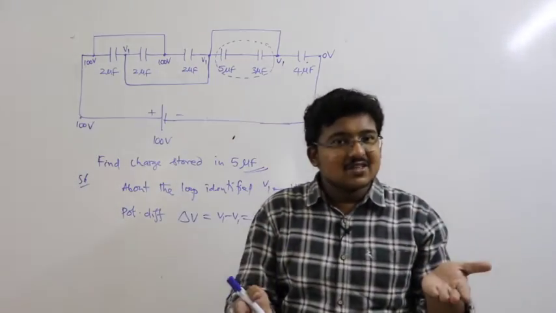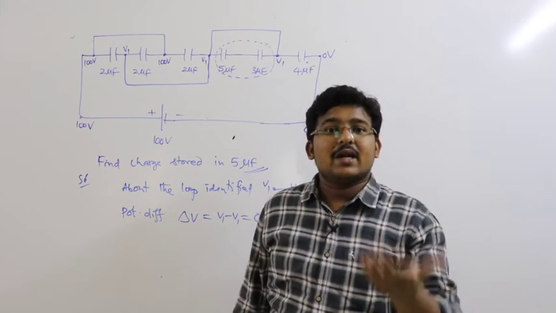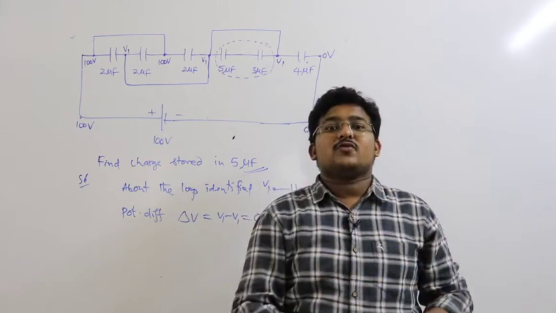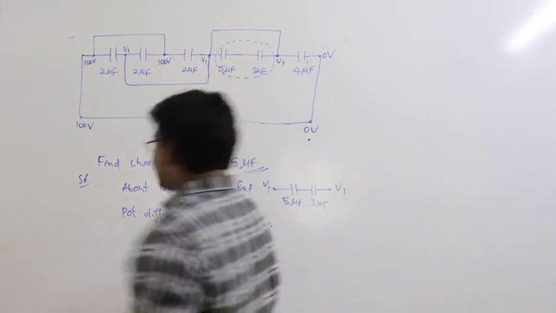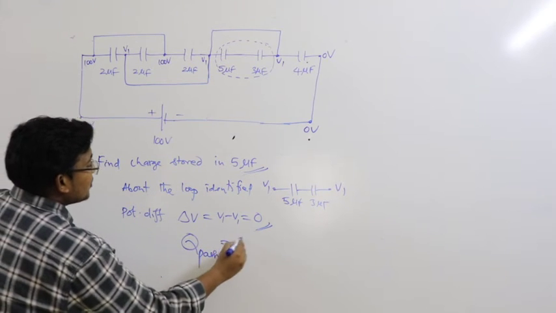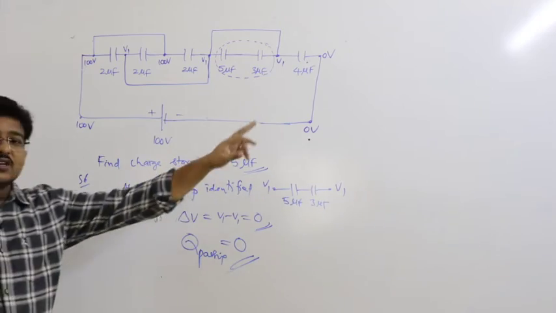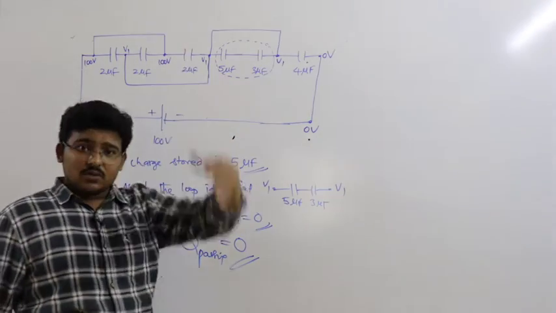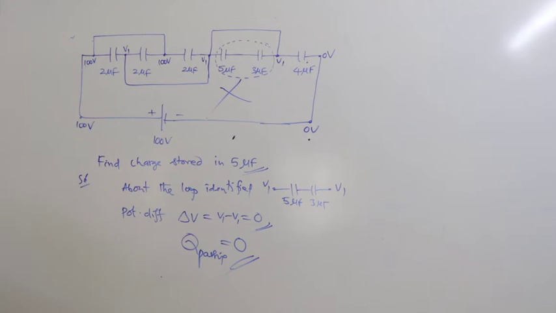When potential difference is there, then only charge moves. When there is a high potential and a low potential, then only charge flows. There is no potential difference. Now what is the charge passing through this branch? The charge passing through this one will be 0. That is why, what is the answer? Find charge stored in 5 microfarad. Is there any charge storing? No. So charge flowing through the battery, 5 microfarad, is 0.